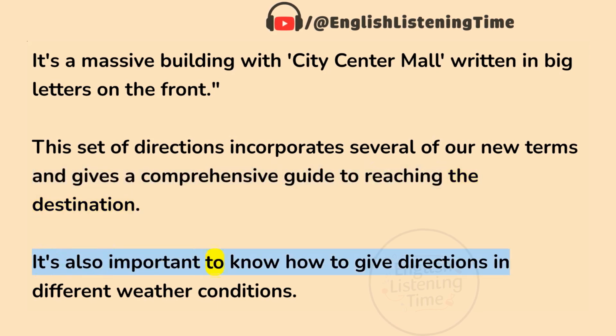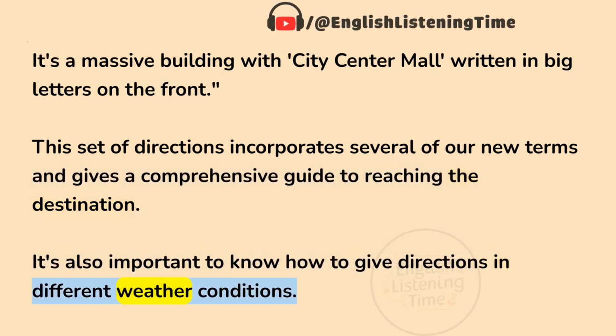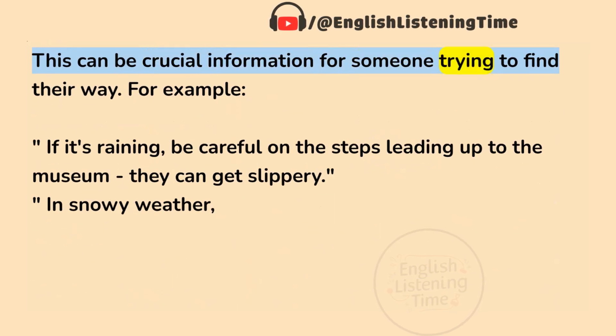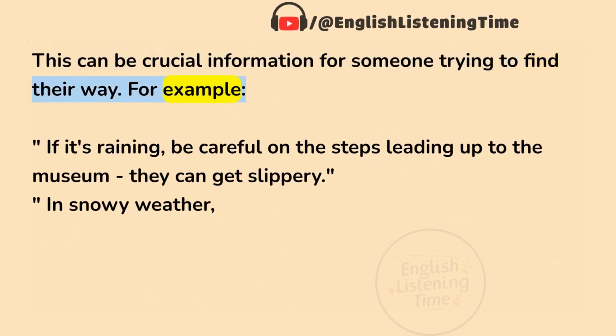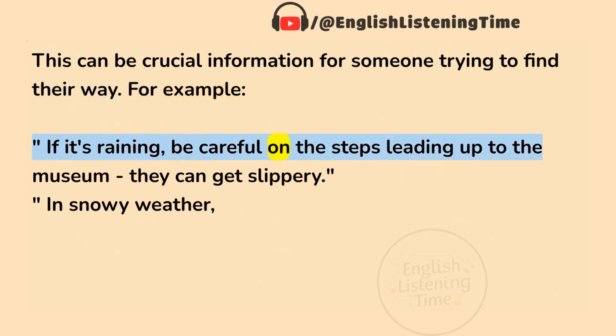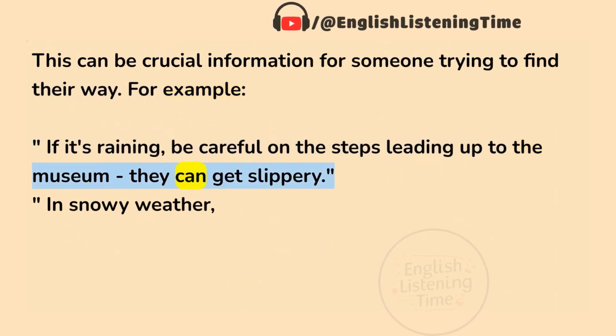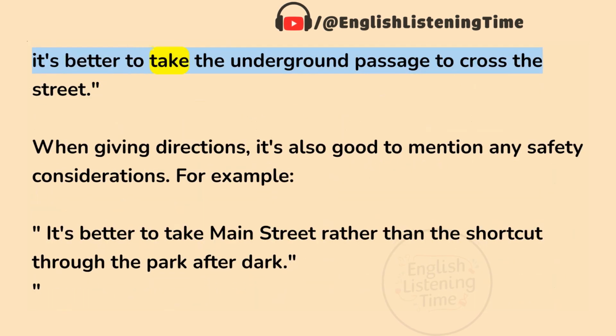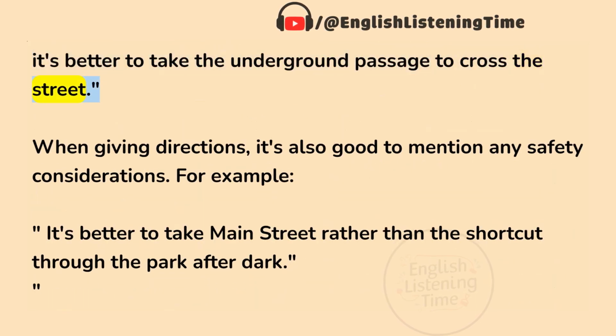It's also important to know how to give directions in different weather conditions. This can be crucial information for someone trying to find their way. For example, if it's raining, be careful on the steps leading up to the museum, they can get slippery. In snowy weather, it's better to take the underground passage to cross the street.